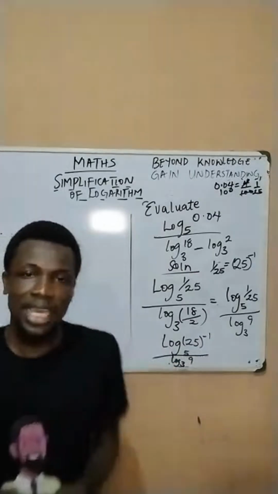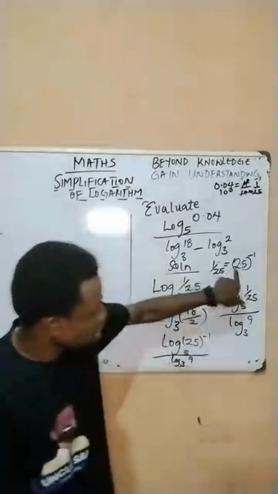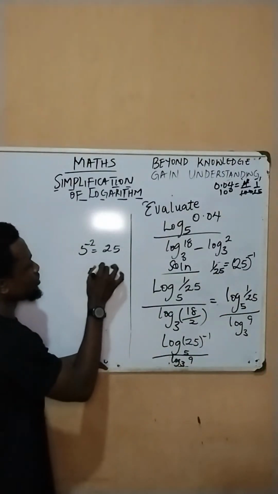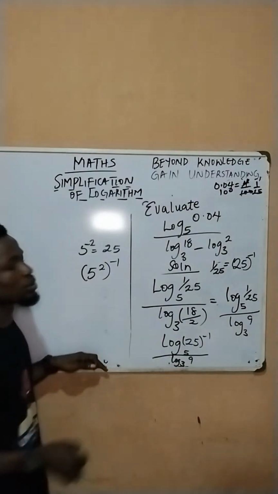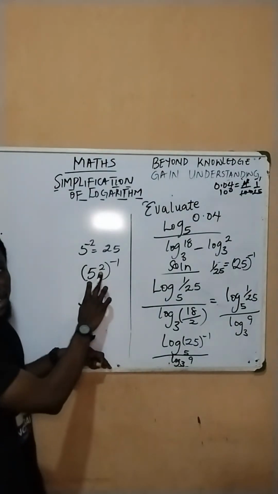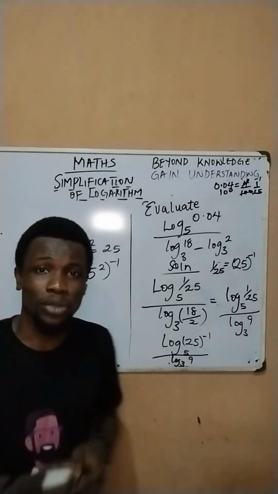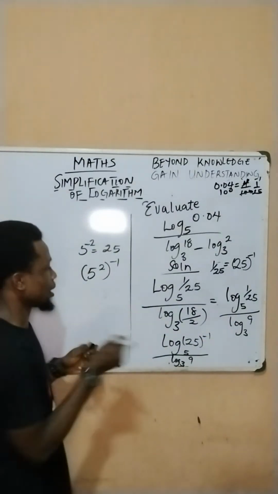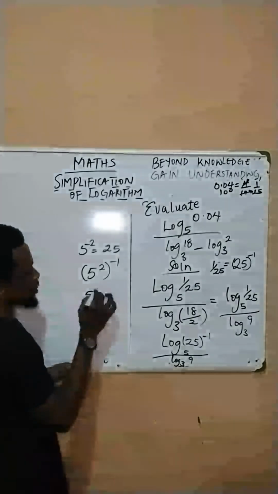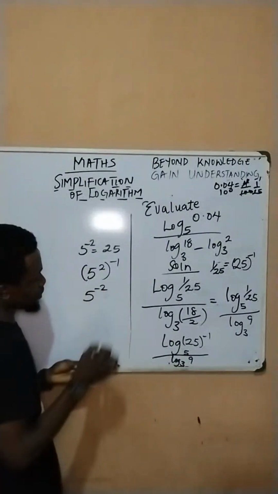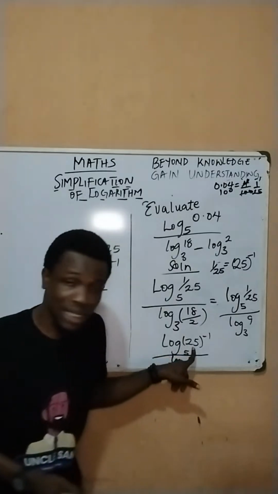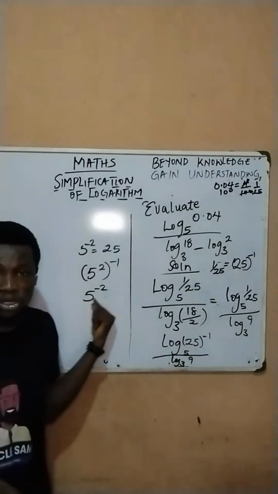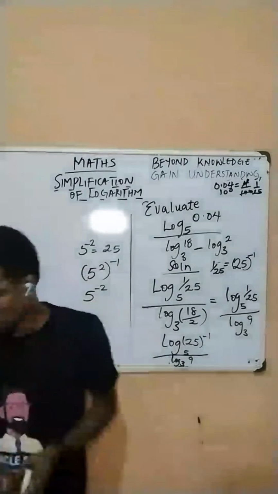This is what we have here. And then I can simply change this 25 to become 5 squared, which is then raised to the power of negative 1. The power inside can go on and multiply according to the law of indices: if you have two powers, one inside and one outside, I can multiply them. So 5 raised to the power of 2 times negative 1 gives us negative 2. So I can switch this 25 raised to the power of minus 1 to become 5 raised to the power of minus 2, meaning the same thing.